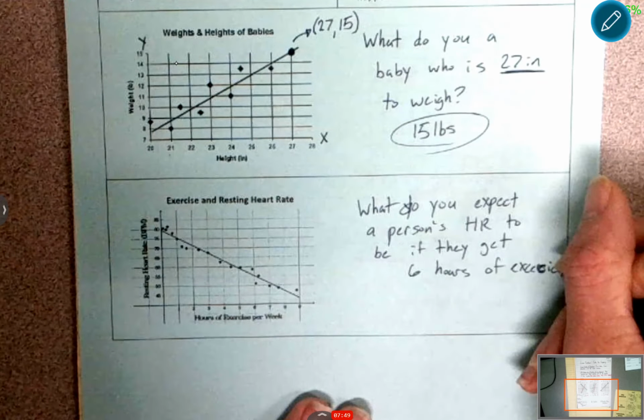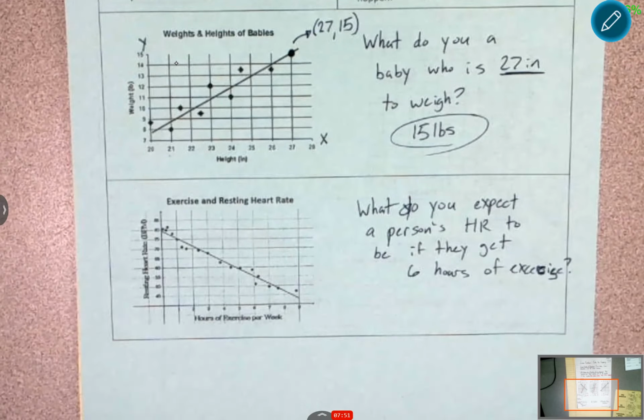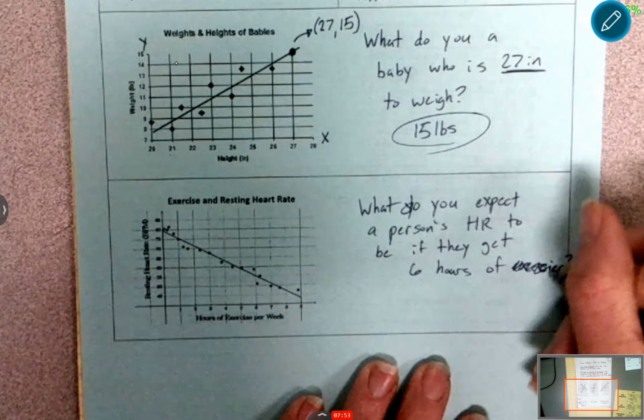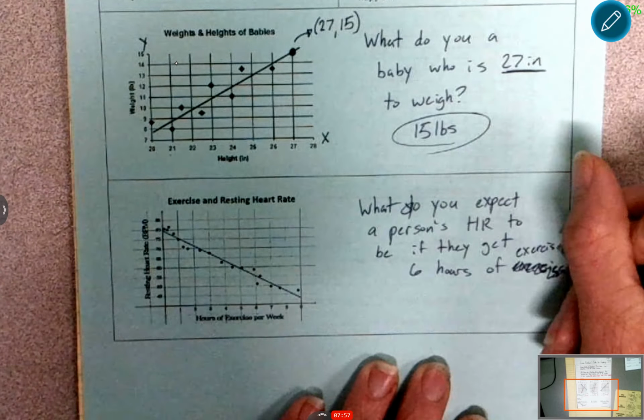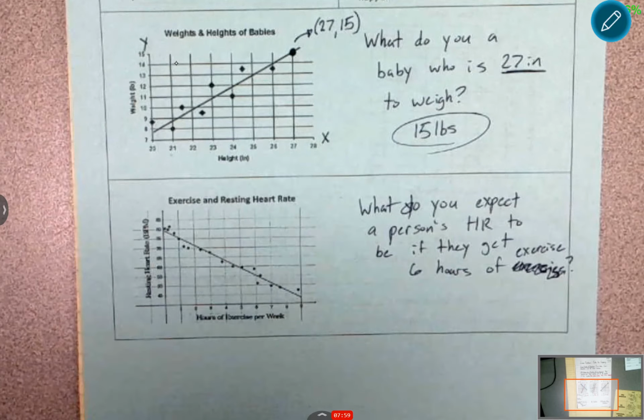Flip those. There we go. Let's just scratch it out. Try it again. Exercise. Okay. So go ahead and try to make a prediction. And remember, we're using the trend line to make predictions about this data set.